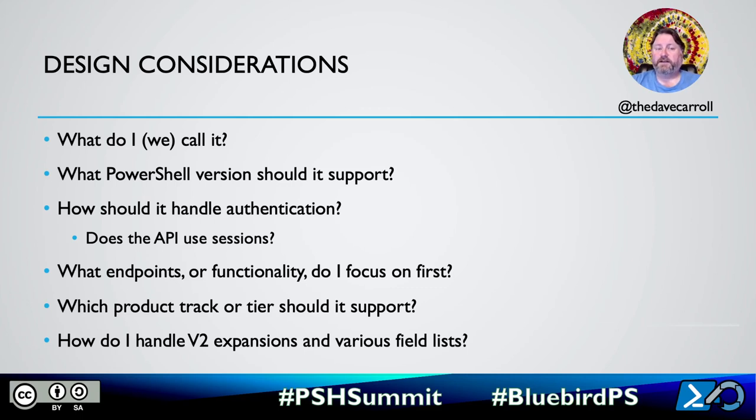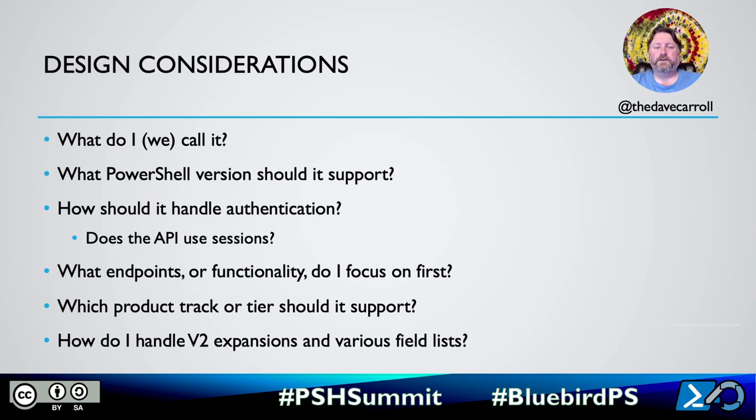Now, what endpoints or functionality do I focus on? Beyond getting tweets and users and searching for tweets, I wanted to be able to publish tweets and even include media, videos or pics, and also be able to edit my Twitter list membership or even create Twitter lists. And what product track or tier should it support? The standard 1.1 and V2 tiers are currently the only tracks that I want to support. There's an academic research track, which requires additional, and I assume more stringent, approvals. And the premium and enterprise tracks, frankly, just cost money.